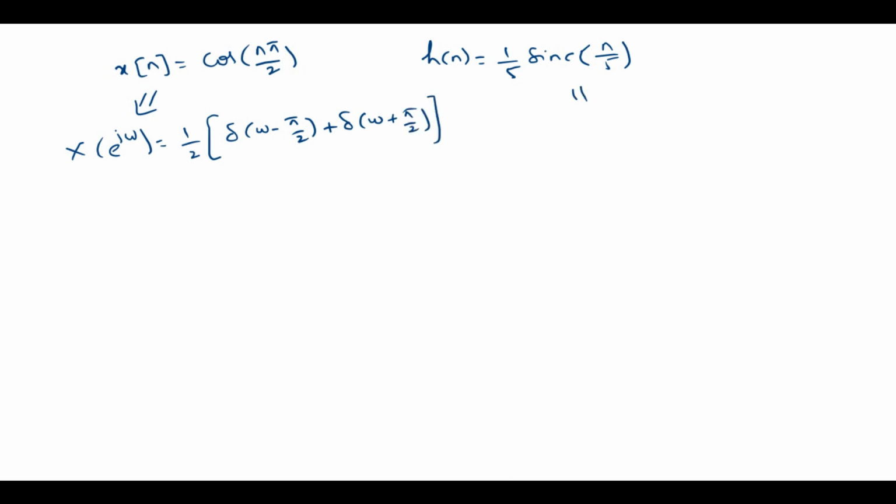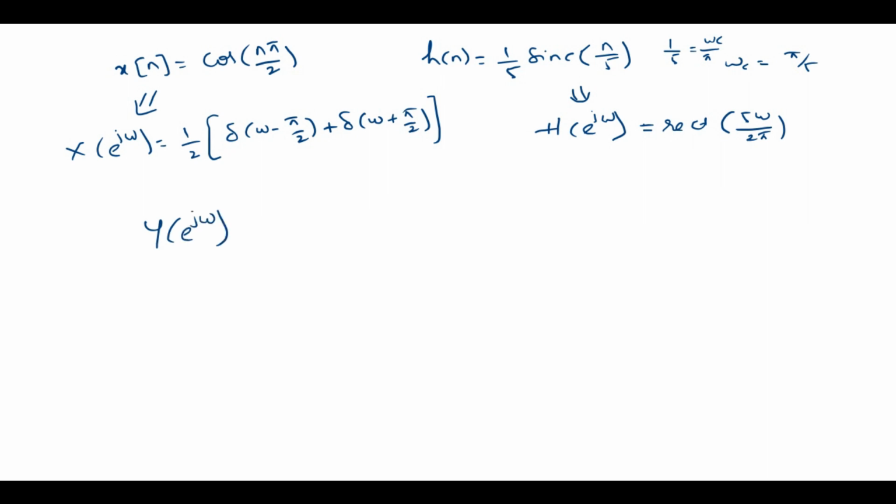And similarly, h of e power j omega value. So here the omega c value is nothing but 1 by 5 is equal to omega c by pi, so it is pi by 5. So the discrete time Fourier transform of the sinc function is simply the rectangular function of 5 omega by 2 pi. Okay. Now the output y of e power j omega, so is the rectangular function, the range is pi by 5.